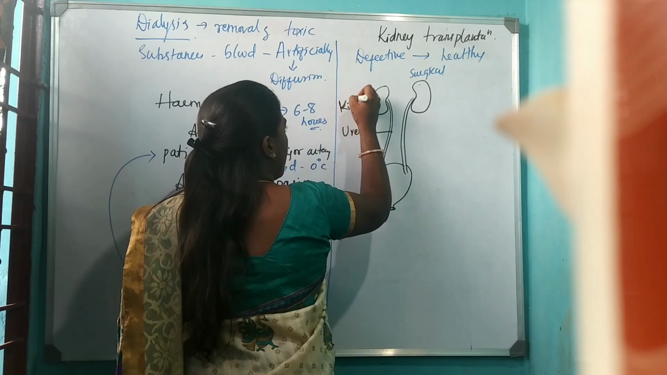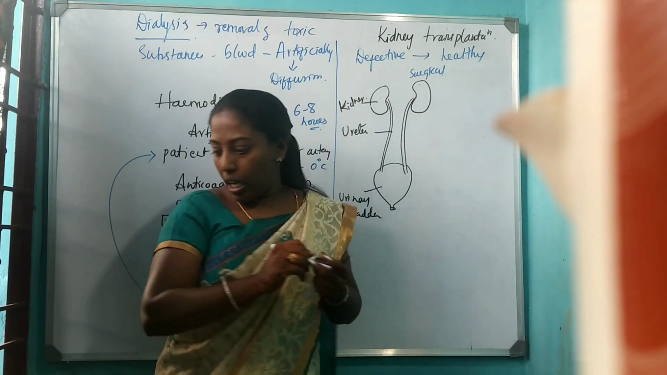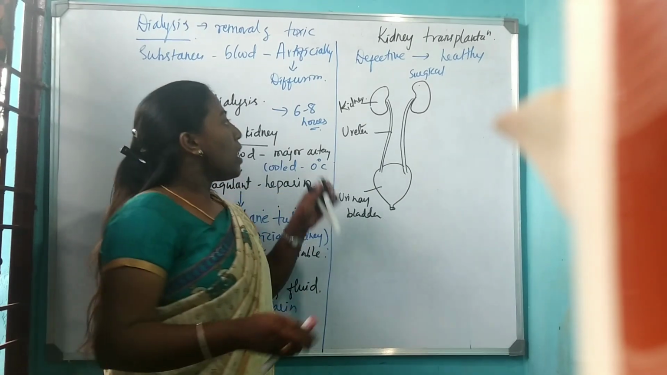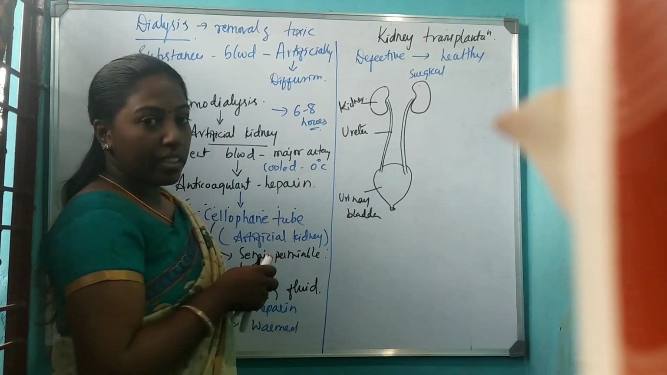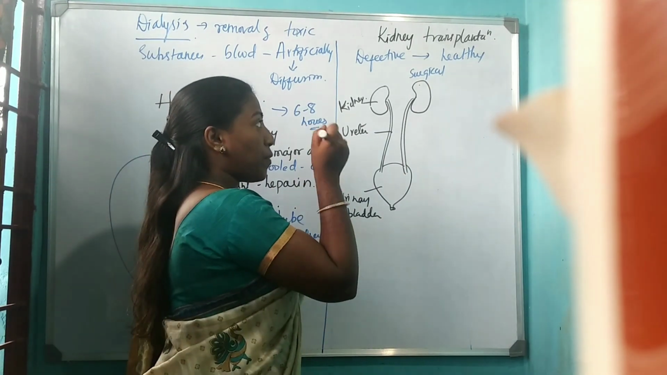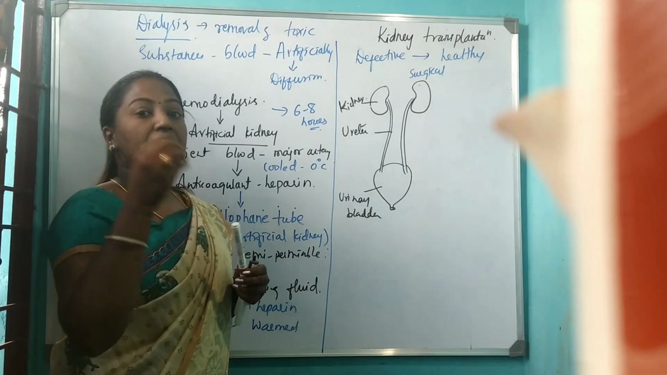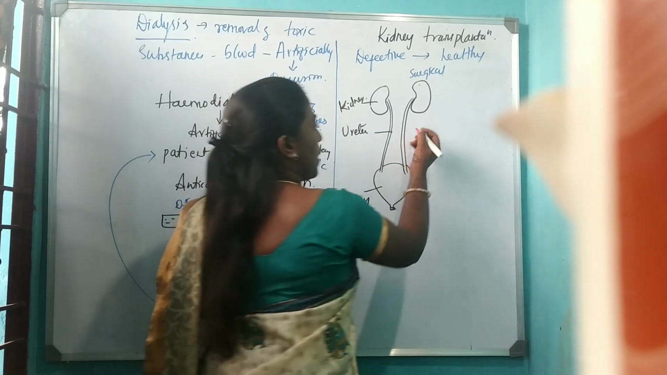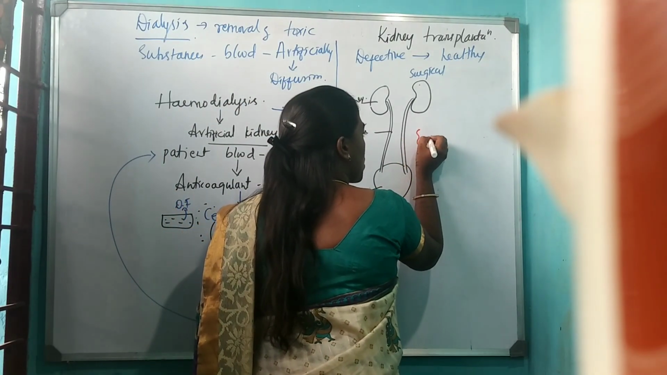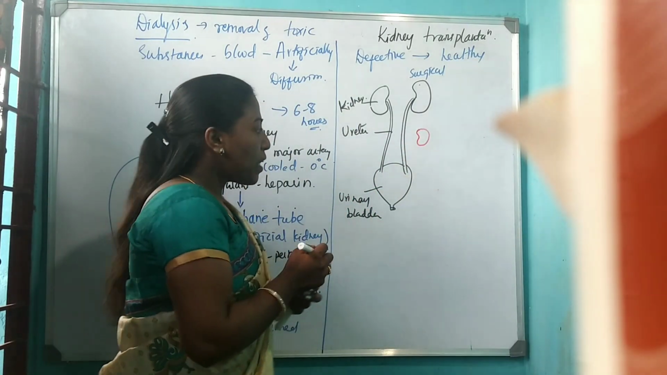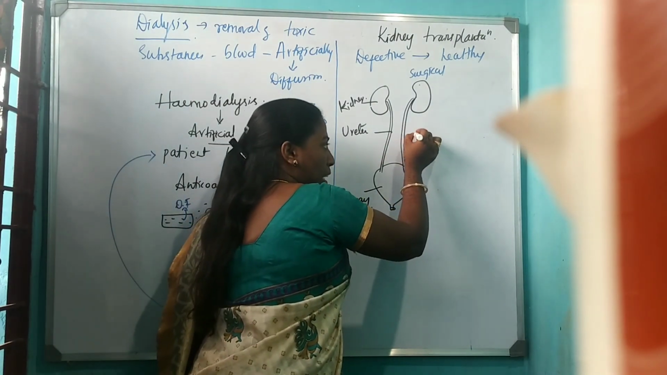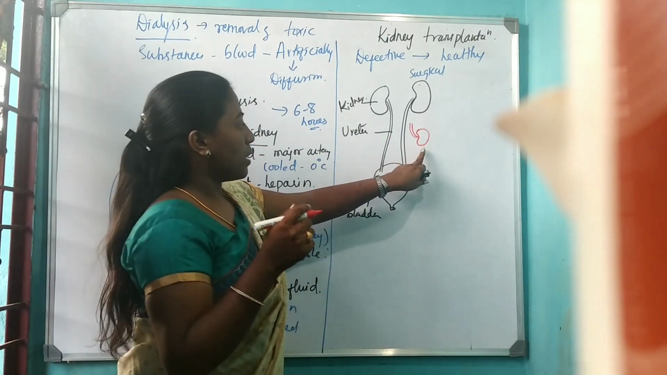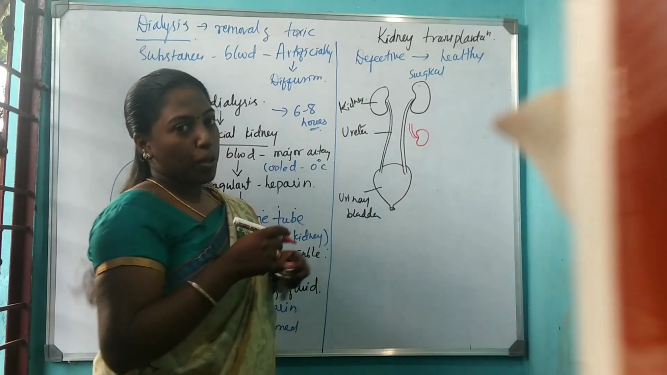What I have written here is, for example, the kidney of a donor. If the person has defective kidneys, we replace them with a healthy kidney. The healthy kidney will preferably be placed in the iliac region, the pelvic region. This is a kidney which has to be transplanted, taken from the donor into the recipient's body.